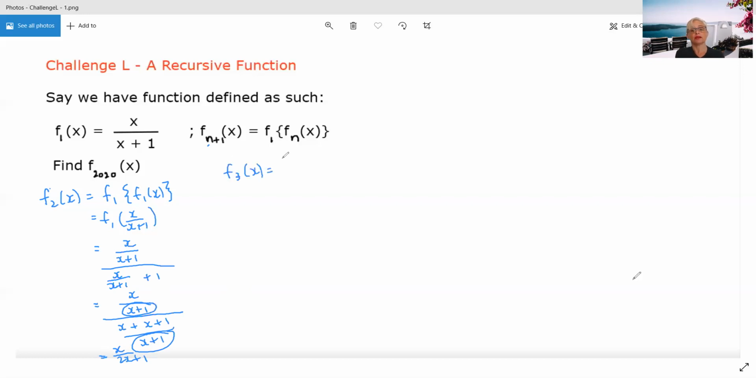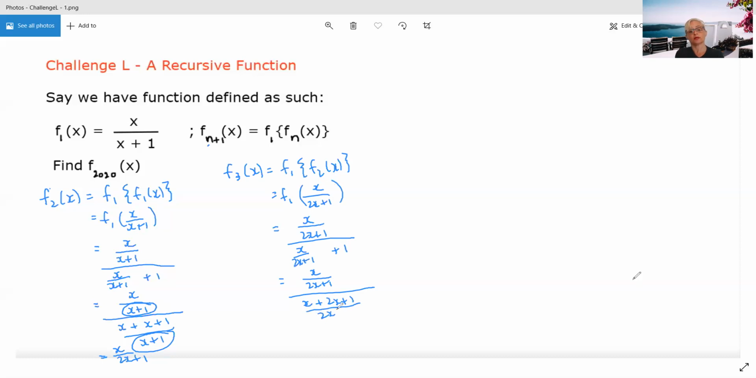So f3 of x will be f1 of f2 of x, using our recursive definition. So it's f1 of this expression here that we found. So x on 2x plus 1. So wherever we see an x here, we're going to put x over 2x plus 1. So x over 2x plus 1 over x over 2x plus 1 plus 1. Again, I want to tidy up that denominator. Put it all over 2x plus 1, and we're left with x plus 2x plus 1 all over 2x plus 1. Same thing's going to happen as happened here. These 2x plus 1s will cancel, and we're left with x over 3x plus 1.